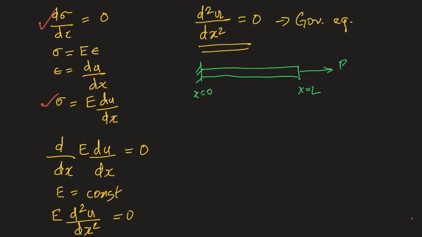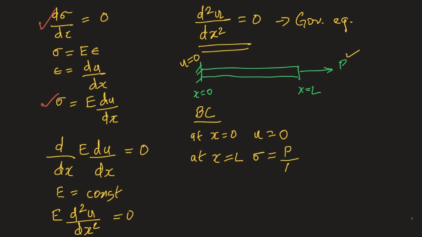Now let us specify the boundary conditions. We know that at the left end, at x is equal to 0, the value of the displacement u is equal to 0. So our first boundary condition is at x equal to 0, the displacement u is equal to 0. For the second boundary condition, at x equal to L, we don't know the value of the displacement, but what we know is the value of the load P. We can specify this boundary condition as at x equal to L, the value of the stress sigma is equal to P by the cross-sectional area A, if A is the cross-sectional area of the rod.